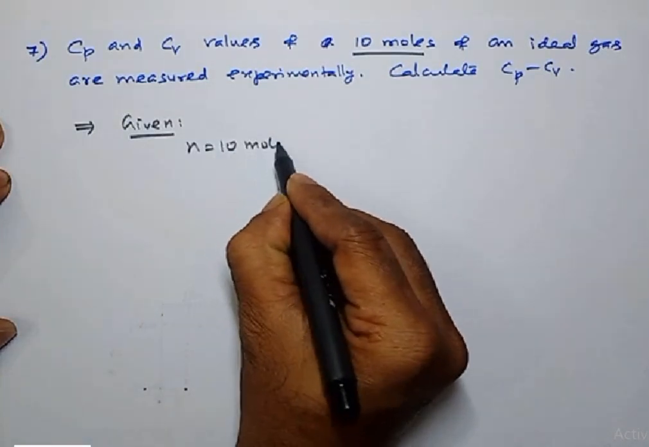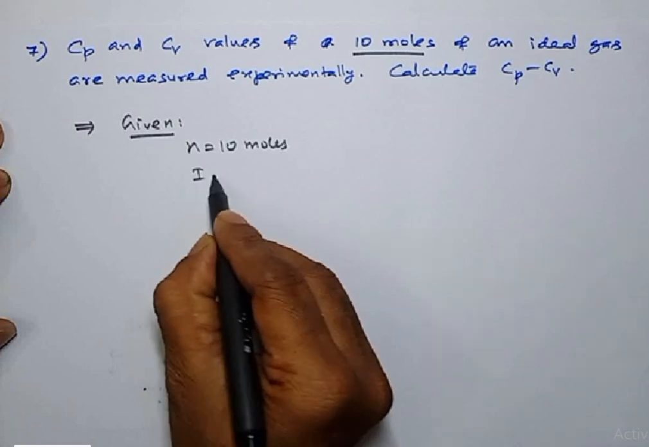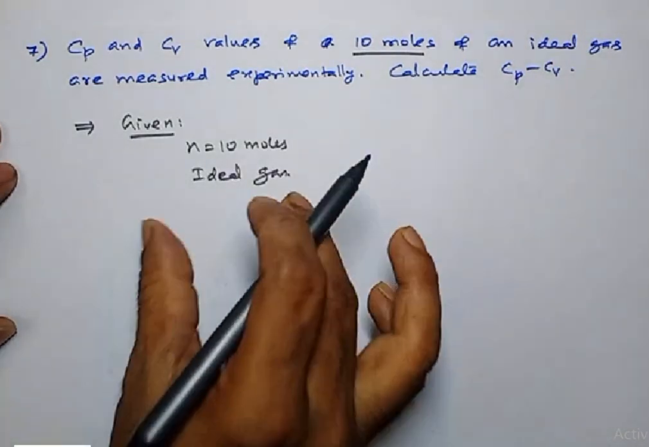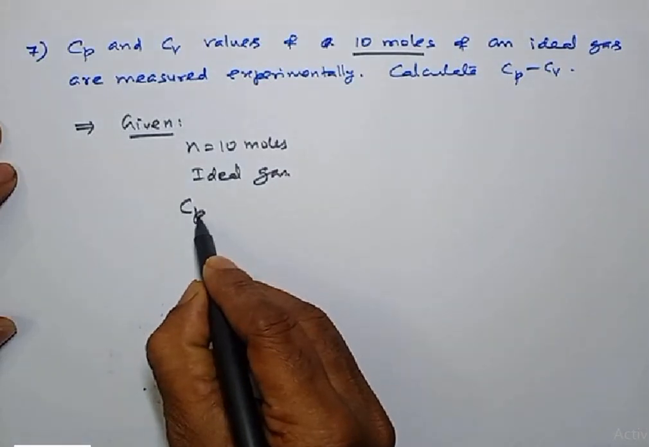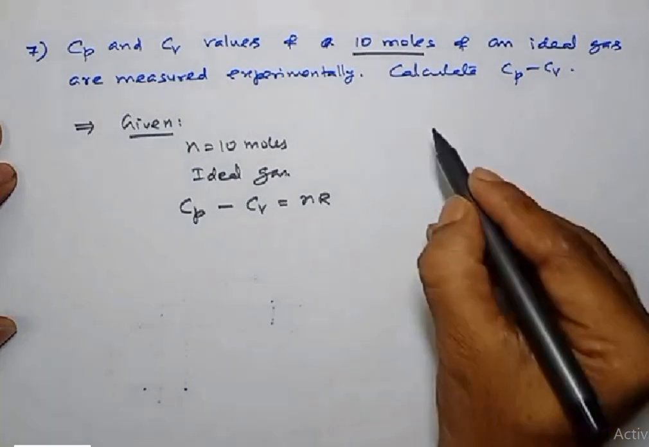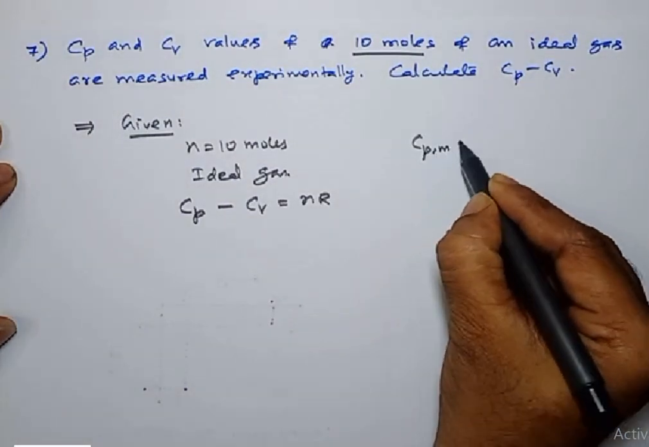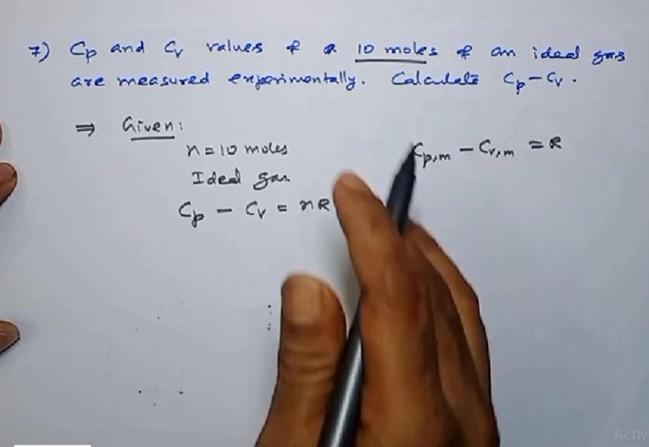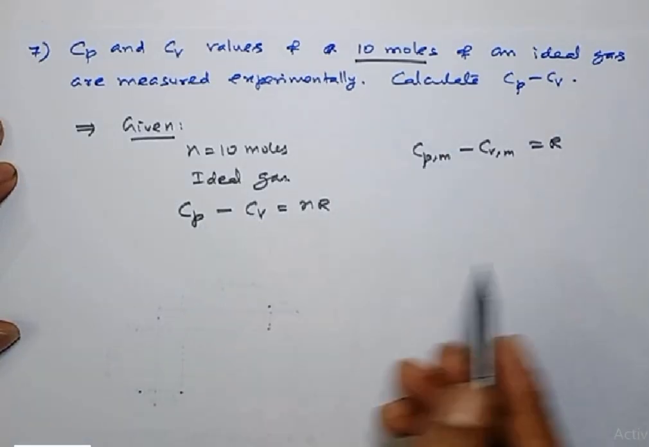Okay, 10 moles, and it is given that the gas is an ideal gas. We know very well, for ideal gas, Cp minus Cv equal to nR. Listen, Cpm minus Cvm equal to R. This is for 1 mole. For n mole of gas, Cp minus Cv equal to nR.